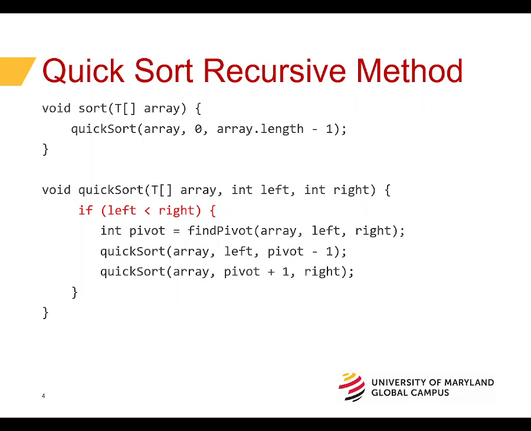The base case is an array with no elements. A call is made to the find pivot method that we will examine shortly. It returns the division point. Then the array is divided using that division point, and the two halves are recursively sorted.